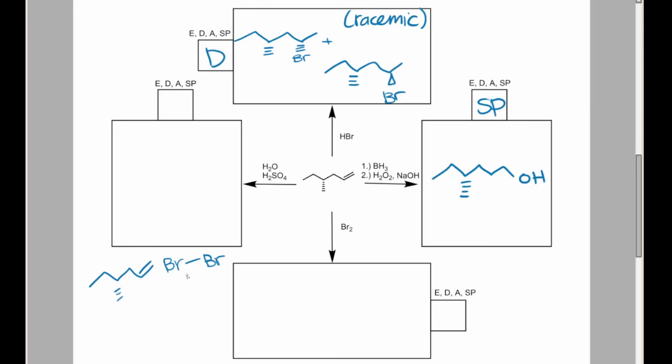And as always, this double bond is going to go and attack and grab onto this bromine atom, and then this bond will disassociate, and you'll be left with this molecule, carbocation, and then you'll have a Br minus ion.